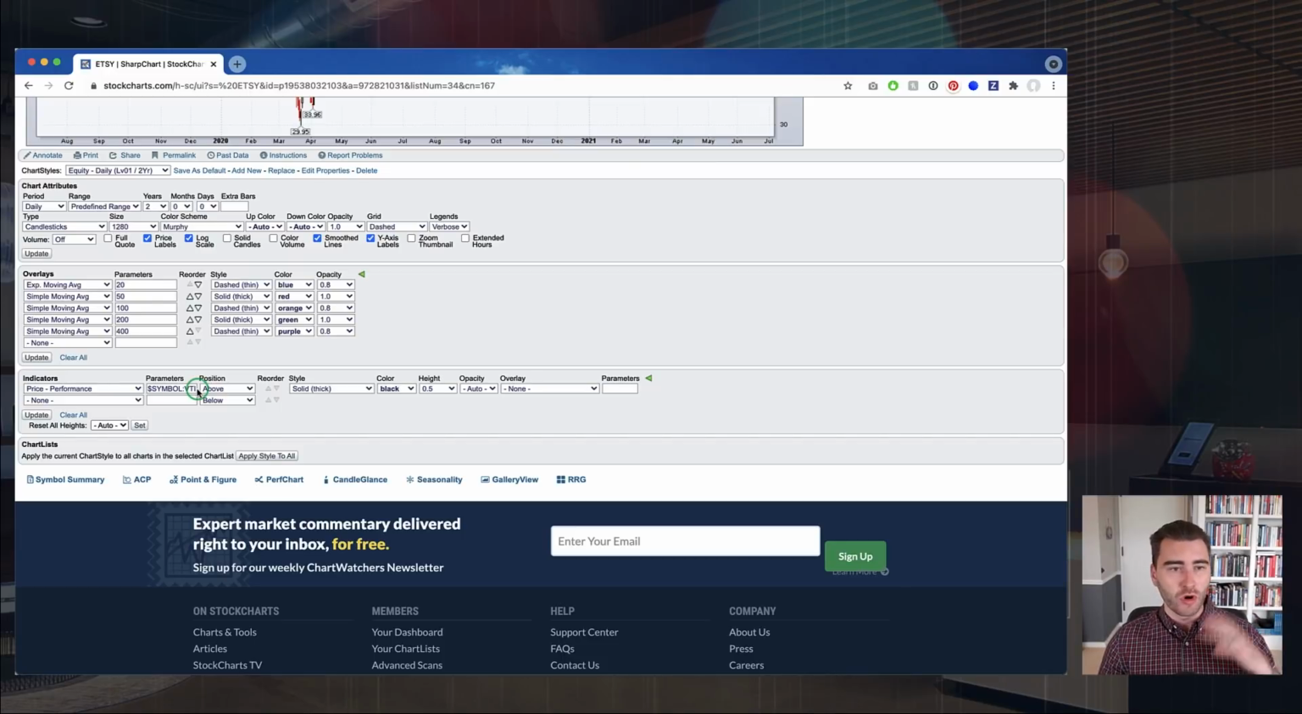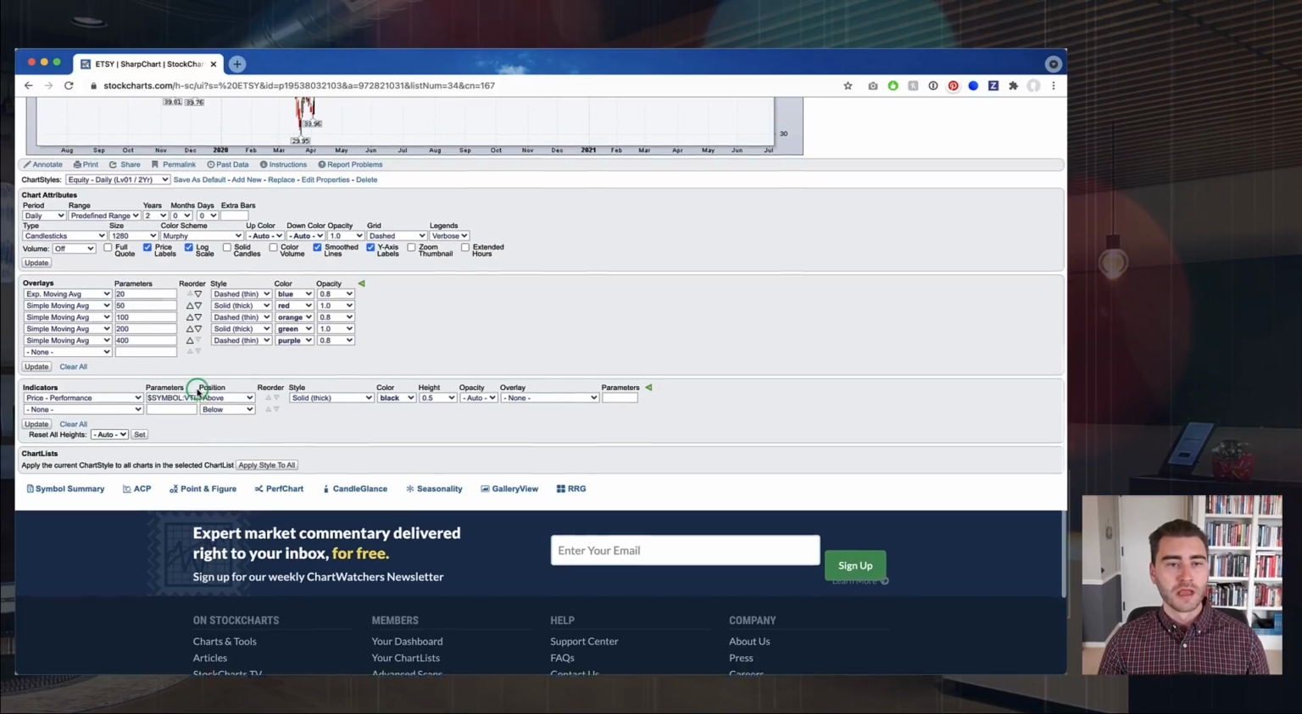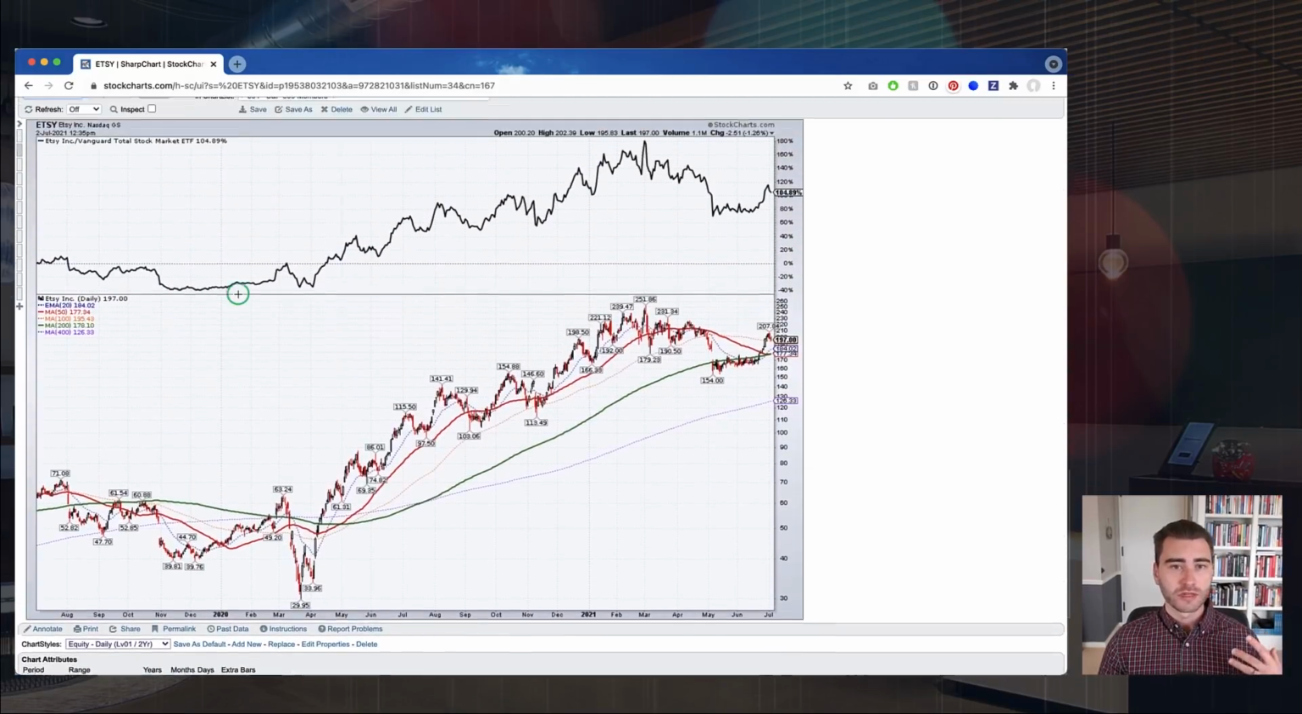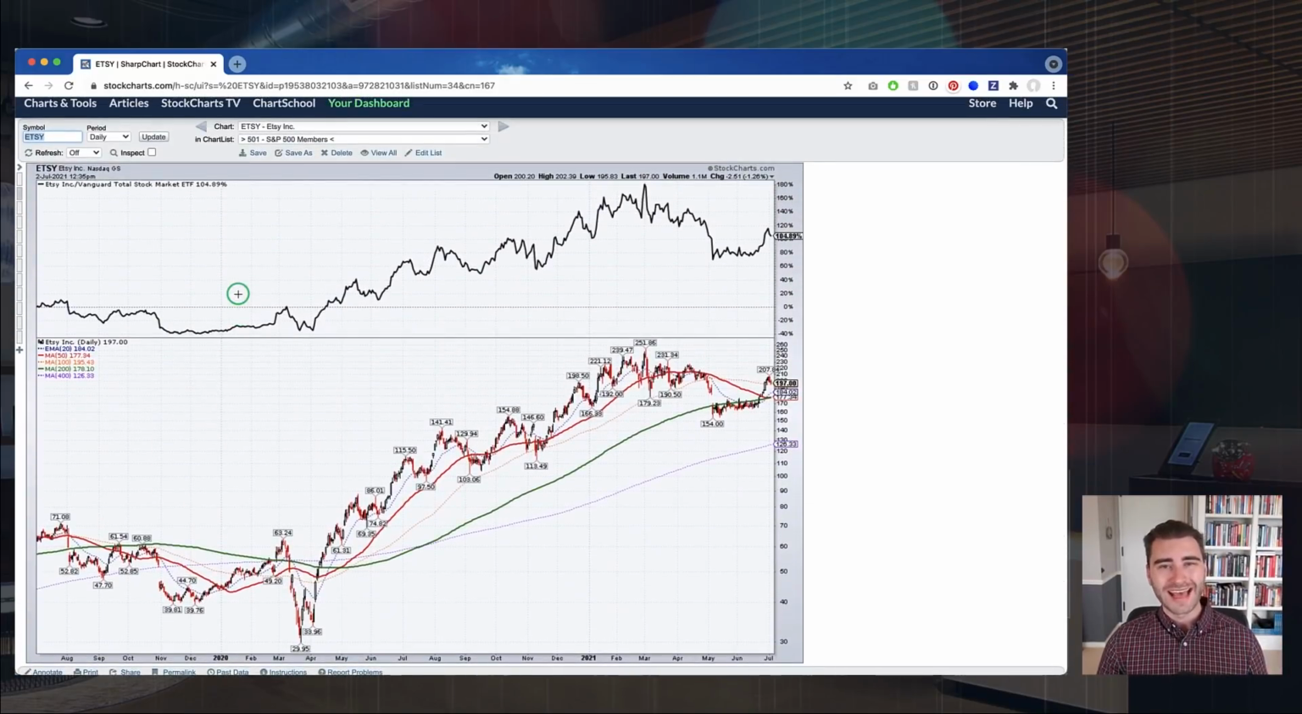We actually did an episode all about ratio charts just a couple of weeks ago, so we'll put a link to that in the description below. But for this case, we're looking at this ratio chart of Etsy versus the total market. So we've still got our very simple price view here with the exact same moving averages, and the only indicator that we've added at level 1 is this relative strength line.